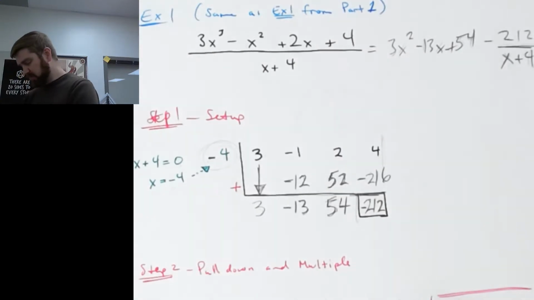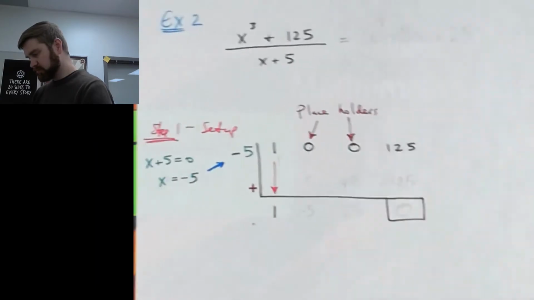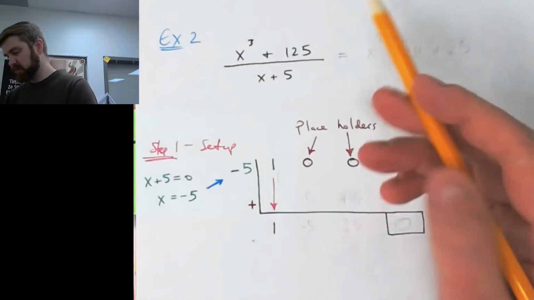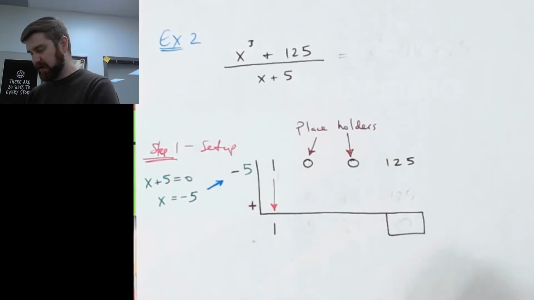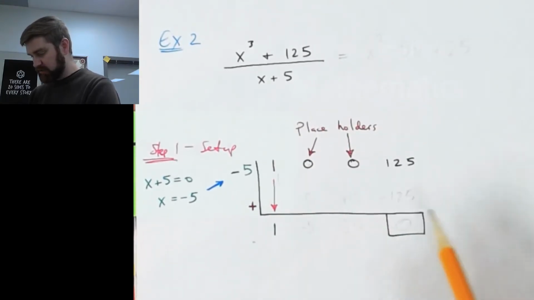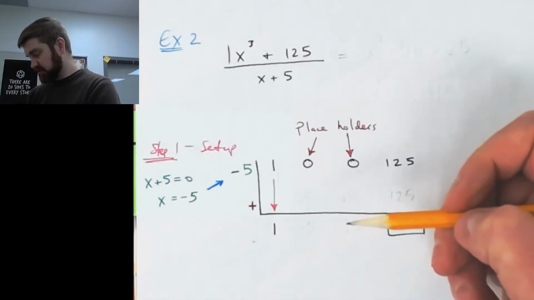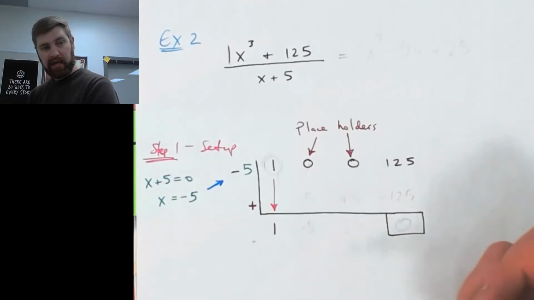All right, let's do one more example. Here we have an example of x cubed plus 125 divided by x plus 5. We're going to do the same thing again. We go down 2 lines on your paper, across, and we write the 1 that's in front of the x cubed, the implied 1. We write it right here.